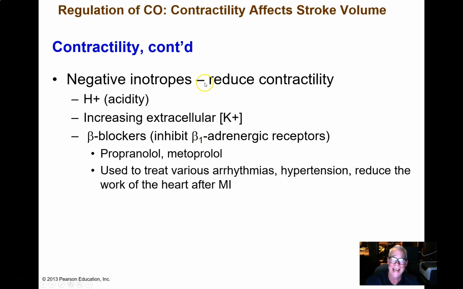Negative inotropes: what would hinder the strength of contraction? Acid. What are some examples? When could there be acid in your blood? How about lactic acid? Too much lactic acid will start to interfere with cardiac function. When you exercise vigorously, producing that speedy fatigue, it's not only going to make your muscles fatigue, it's going to make your heart fatigue a little bit.